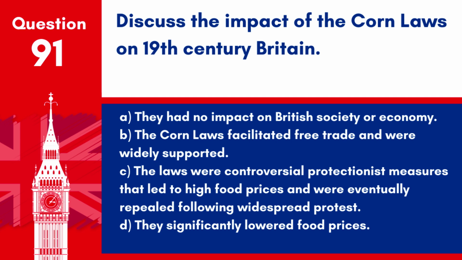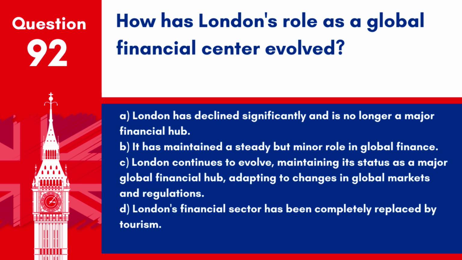Answer. C. The laws were controversial protectionist measures that led to high food prices and were eventually repealed following widespread protest. The Corn Laws, enacted in the early 19th century, were designed to protect domestic grain producers, but led to widespread discontent among those who suffered from high food costs. Question 92. How has London's role as a global financial centre evolved?